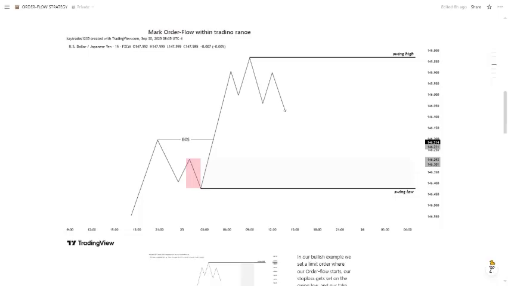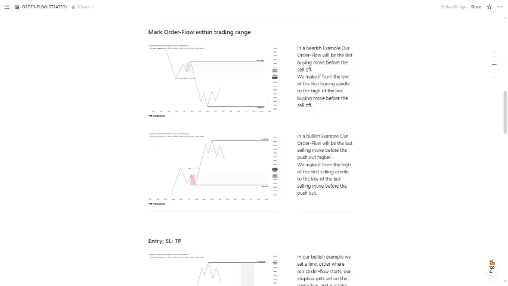That's all you need to know. That's how I've been taught this. In a bullish example, our order flow will be the last selling move before the push out higher. We mark from the high of the first selling candle to the low of the last selling move before the push out. That's essentially it.